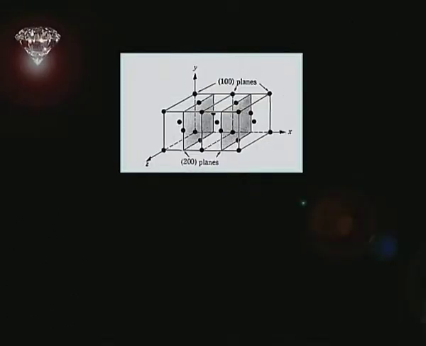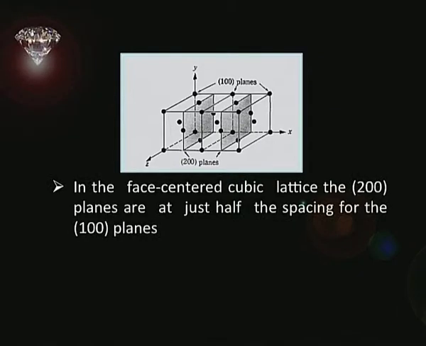Now, when I move on to the face centered cubic system here, in case of face centered cubic system, what you find is this lattice has got 2 0 0 planes. The shaded planes are 2 0 0 planes. We talked about Miller indices in the previous session. Now, look at this plane here, this is my 1 0 0 plane, and the 2 0 0 plane is at half the distance of the 1 0 0 plane.